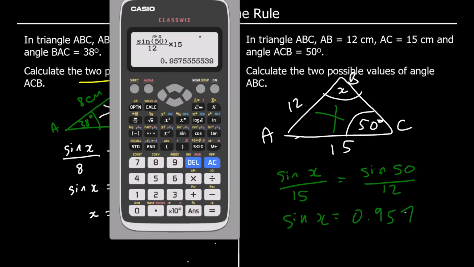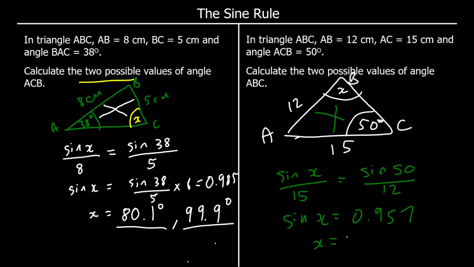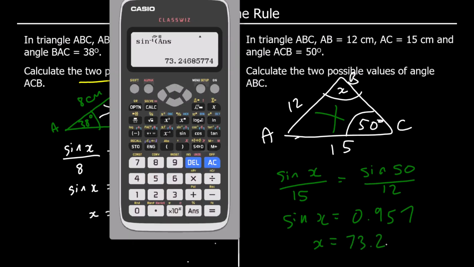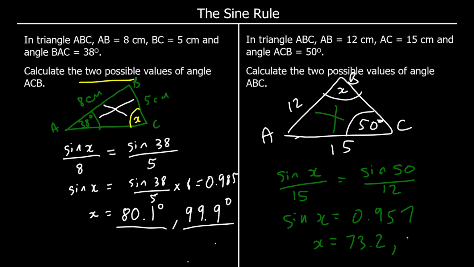So shift sine for the first answer, which is 73.2. Then 180 minus the first answer gives us our second answer, which is 106.8. So our angle x could either be 73.2 or 106.8 degrees. Both of those would work in this triangle.